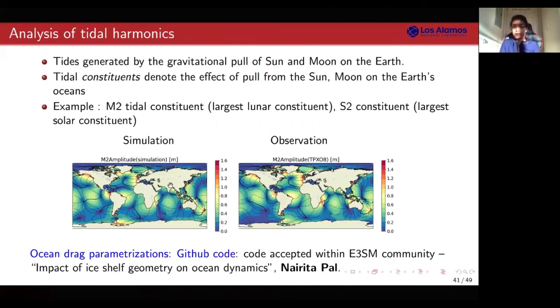So we compare our simulation with satellite observations, and we see that the location and the amplitude and the phase of the constituents are very well captured in our DNS framework.